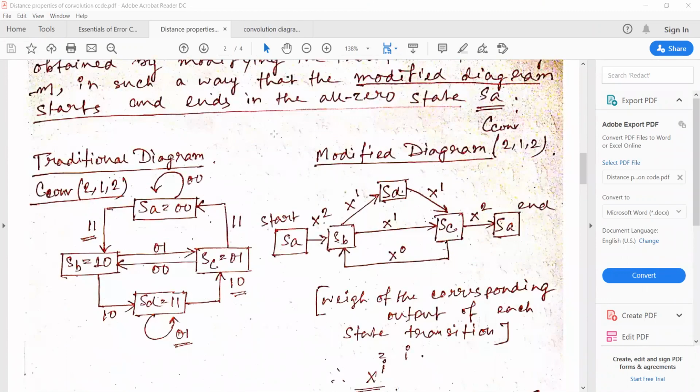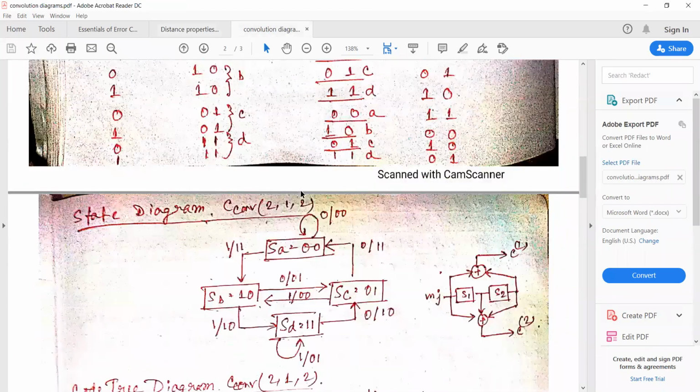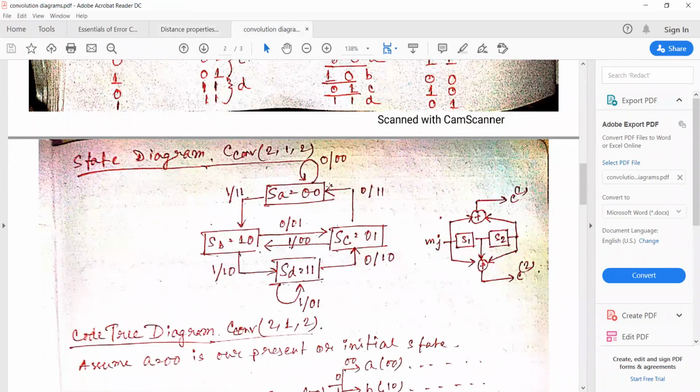So you have to convert the traditional state diagram. You have to first make that table from the previous lecture. You have to make this table and make this traditional state diagram. Then you have to delete all the self loops and only consider the state transition outputs. Okay, these outputs, that is 1 1, this is 0 0, this is 1 1.